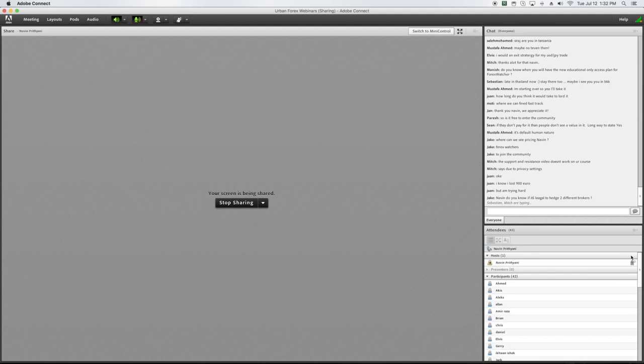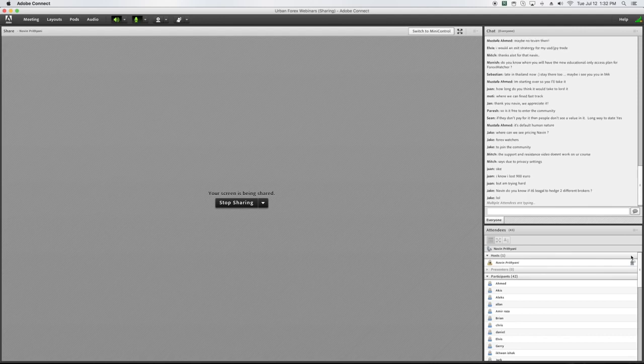Is it legal to hedge 2 different brokers? I guess it is. You know, go for it. I know people used to do that a lot back in the day. I don't know how convenient it is anymore, but they used to do that.